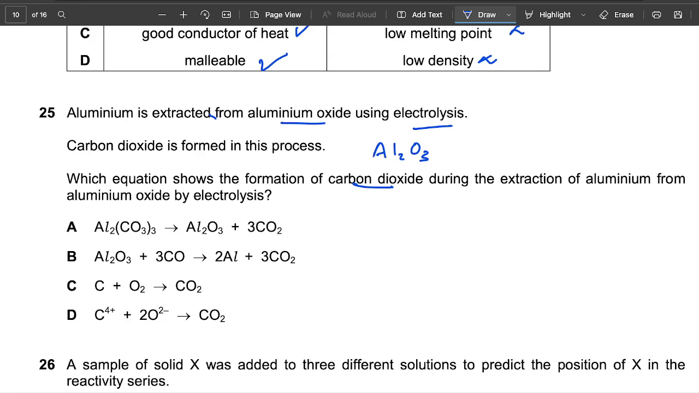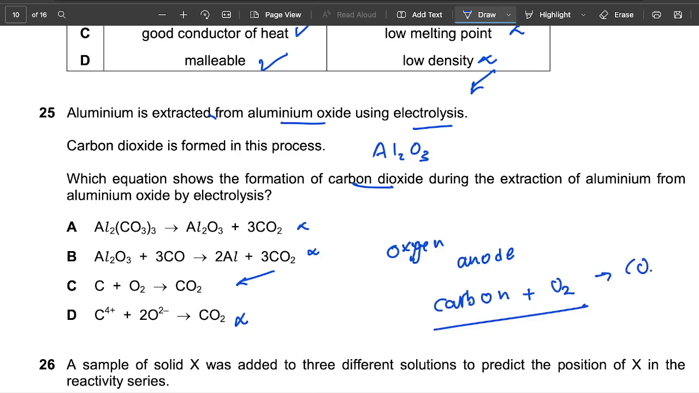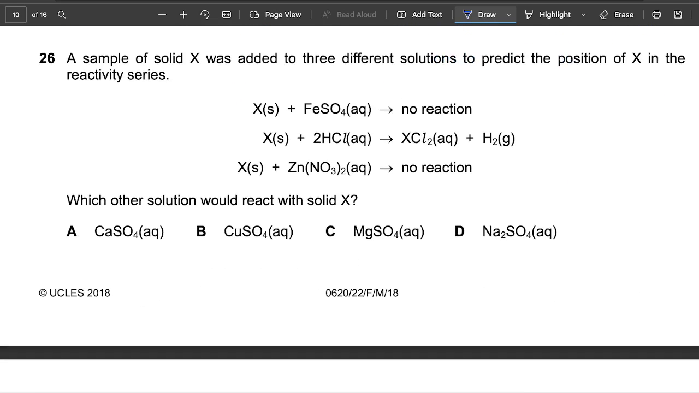could react. Now, with electrolysis, remember this is not a blast furnace. This is electrolysis. So this is wrong, and all this is wrong except this, because oxygen is going to be formed at the anode, and because the electrodes are carbon, it reacts with the oxygen that is formed to form CO2. That's the reason why the answer is C. So all the other ones are unnecessary.